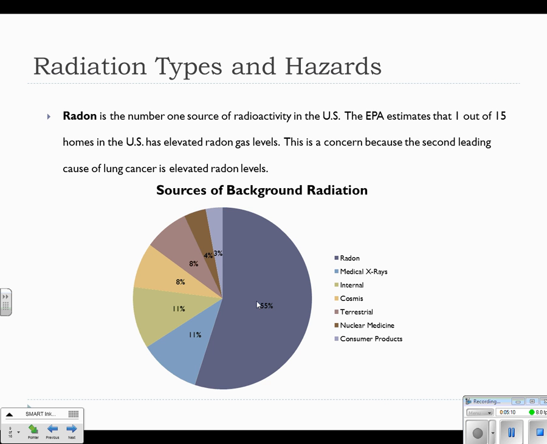You can see we also have medical x-rays can be a source of radiation, so that's why you don't want to have unnecessary x-rays done. Just from the atmosphere and different things, nuclear medicine such as chemo and radiation therapy for cancer patients.